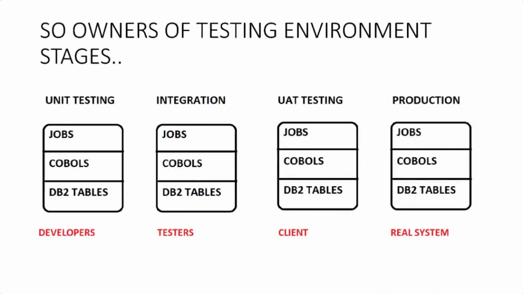As we have seen end-to-end process, now we can feel that unit testing environment is developers, integration testing environment is testers, and UAT testing environment is clients, and production is the real-time system. We need to follow this sequence to develop or bug fix any element.